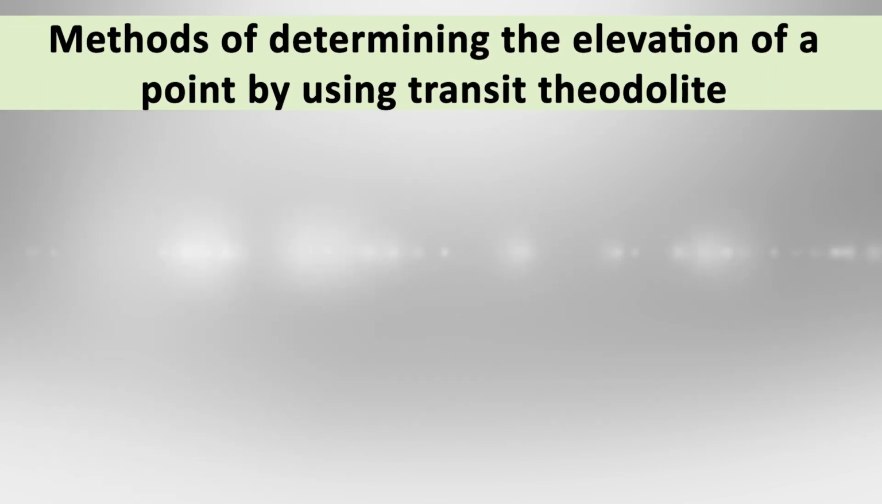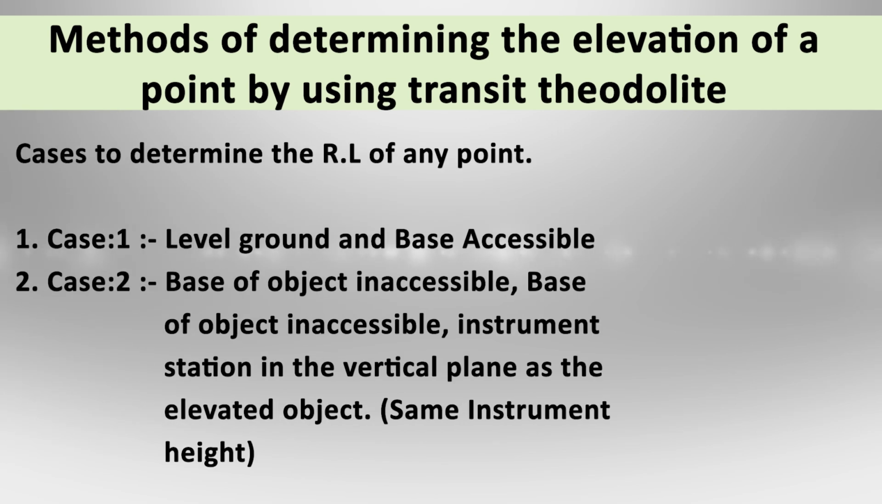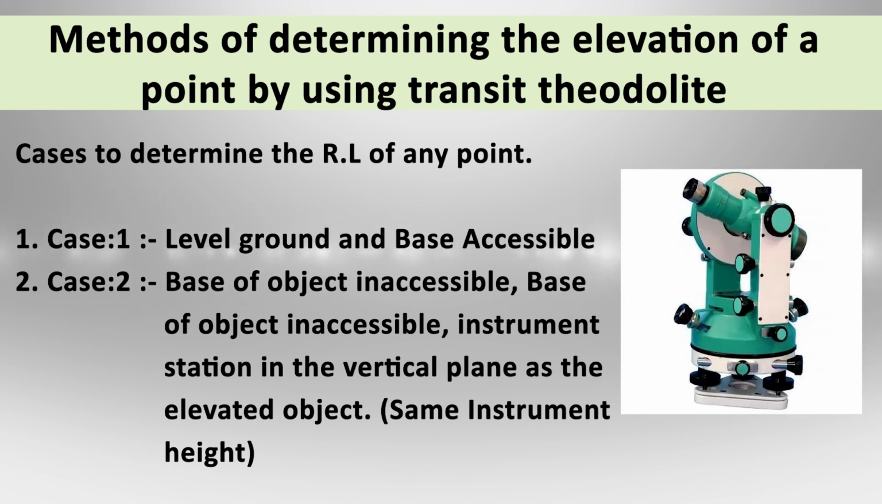Let us see the various methods of determining the elevations of a point by using transit theodolite. There are mainly three cases to determine the RL of any point. Case 1 would be level ground and the base is accessible. Case 2 would be base of the object is inaccessible, but the instrument station is in the same vertical plane as the elevated object. That means two stations are used and both stations are having the same height of instrument.